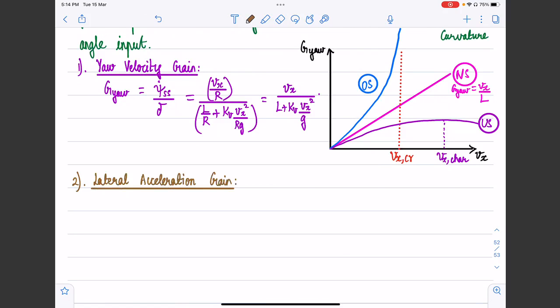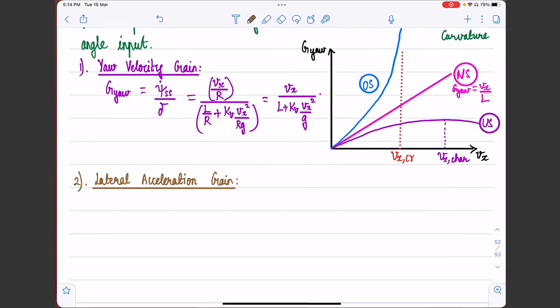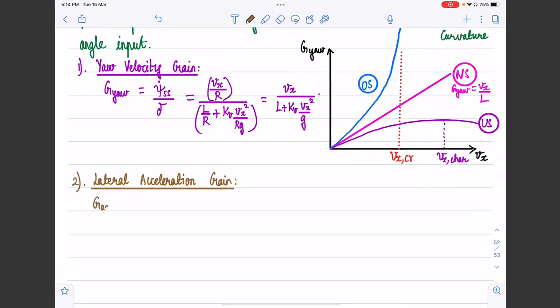Okay. So the second parameter is what is called lateral acceleration gain. So what is this lateral acceleration gain? Let's call it GC. It is going to be the steady state lateral acceleration normalized with respect to G units. Typically accelerations are normalized with respect to G units, and then we divide it by the steering angle input, delta.